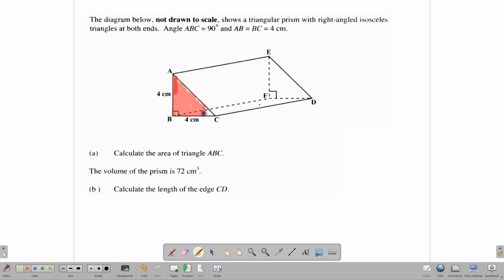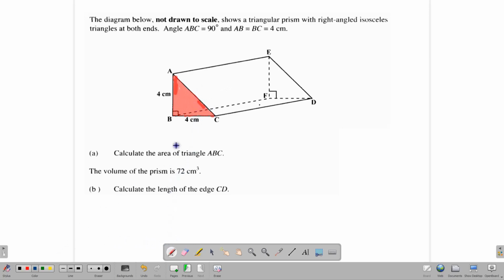So you need to know how to calculate the area of simple shapes. And you use those simple shapes because the cross-section is often a simple shape. A triangle, a square, a rectangle, a circle, a semicircle, a trapezium, whatever it is. And we use that knowledge to do our further calculations.